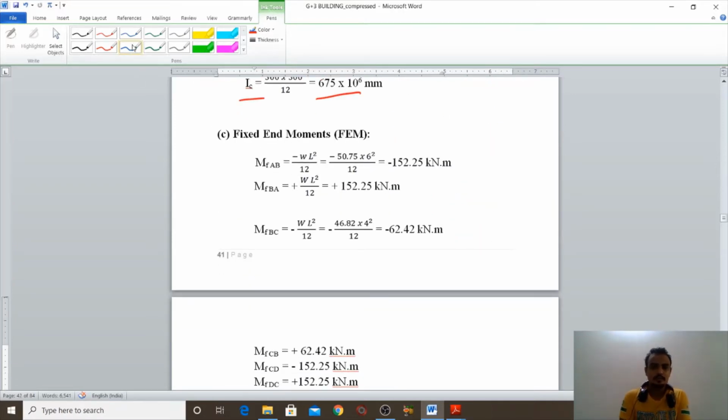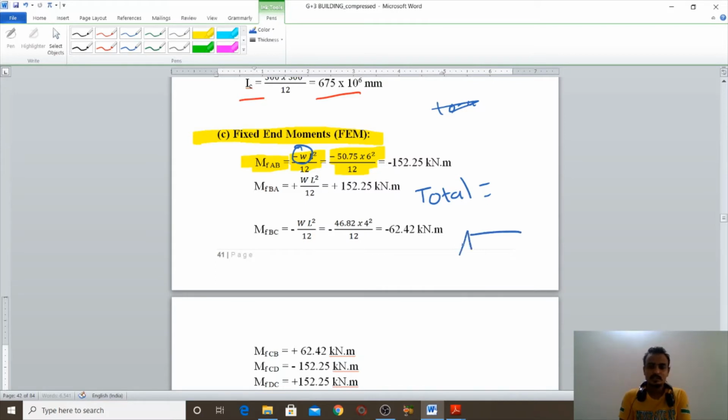Then after we have to find out fixed end moment. So for the fixed end moment, MFAB is WL square by 12. So W is 50.75 into 6 whole square divided by 12. So what is W? W means total load on beam.